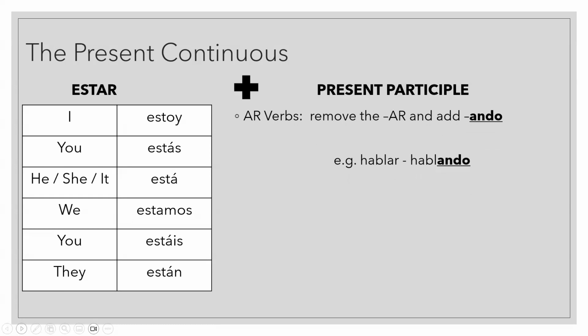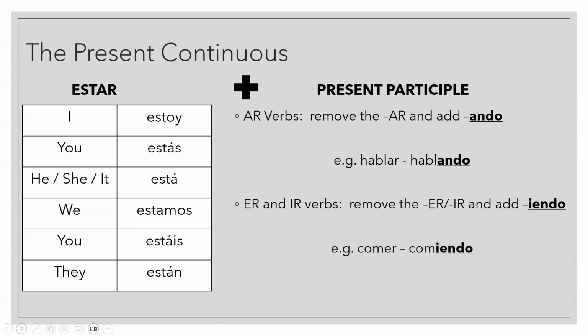What about our other two groups of verbs? Well, ER and IR are going to gang up together here. You remove the ER or IR, and for both of those groups, add IENDO. For example, comer would become comiendo. Are you eating? ¿Estás comiendo? The verb vivir would be viviendo. Estoy viviendo.